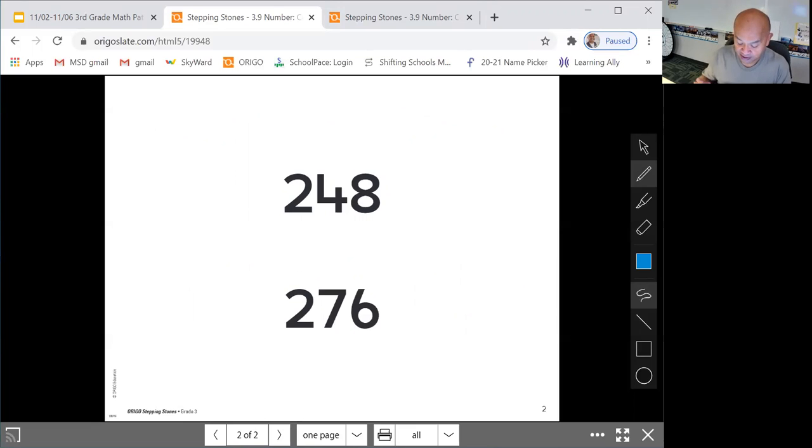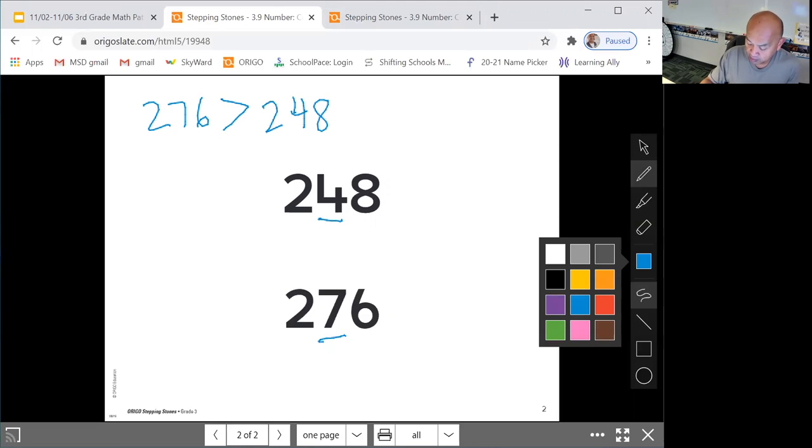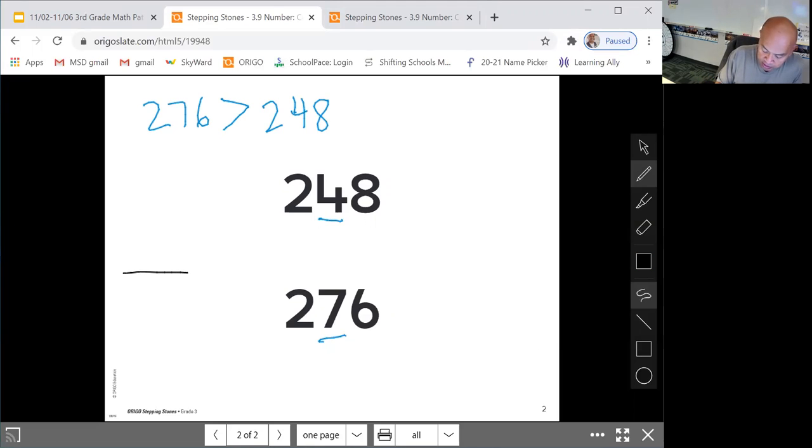So we go to the next place value, which is the tens. Same thing: 4 tens, 7 tens. What's the greater number? 7 is the greater number. So 276 is greater than 248.